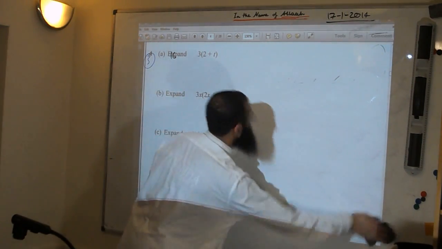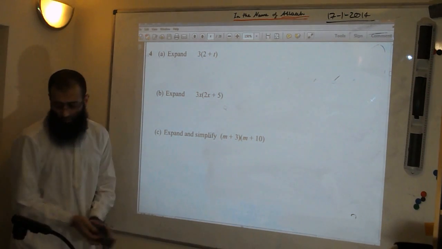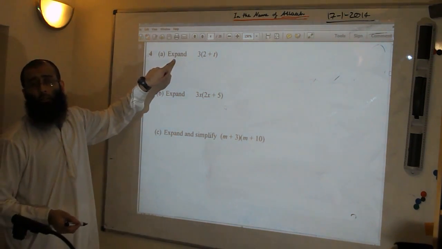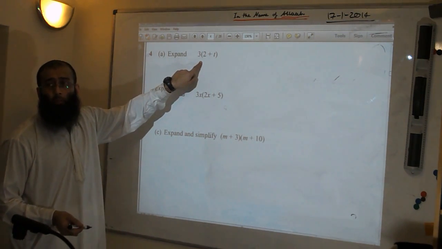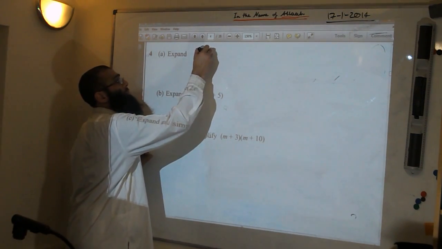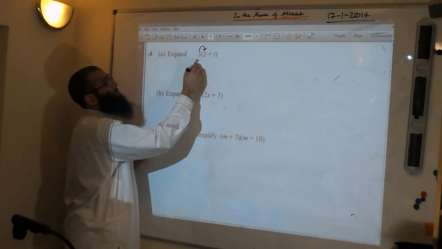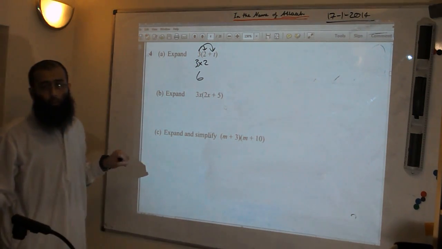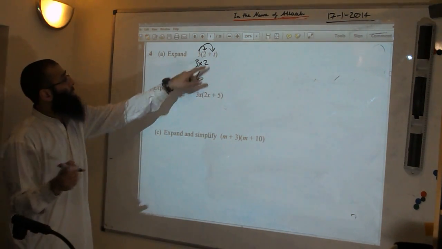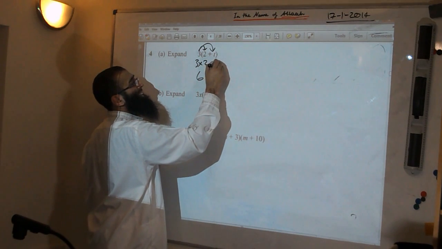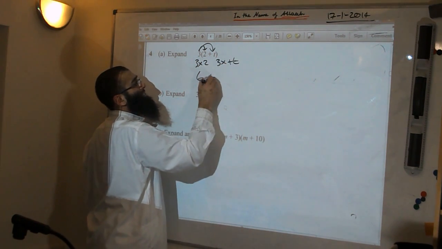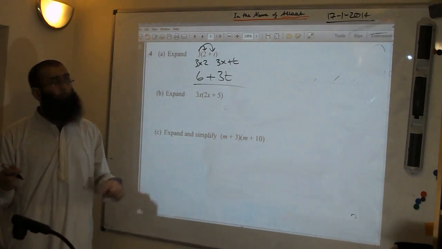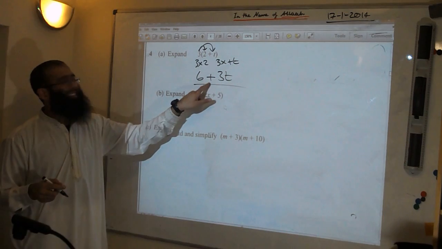Right. These questions are a gift. Expand. Okay, expand doesn't mean start getting fat. It means multiply them out. So the outside number multiplied by the inside number, 3 times 2 is 6. And then little Hamza over here, Hamza, young man, 3 times plus t. Excellent. But say plus 3t. Remember folks, we're doing 3 times plus t, so 3 times plus t is plus 3t.